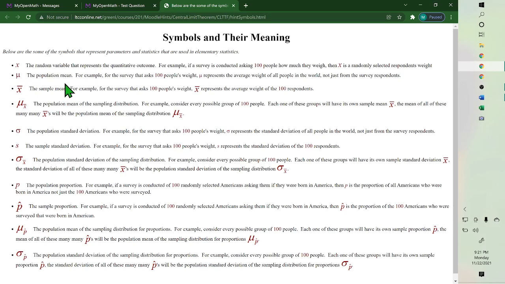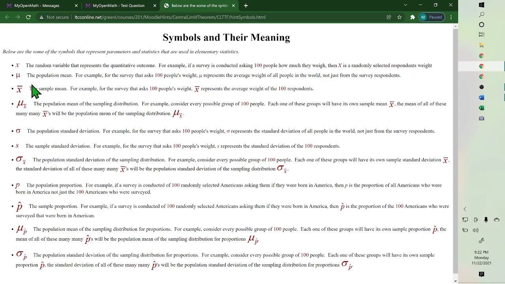Mu is the population mean, the population average. So if you have the entire population, then that would be mu. It's the average weight. So for the 100 people asking their weight, if you ask all the people in the world their weight, that's the mean, because the population is the world. The 100 people is the sample. So the sample mean is the X with the line over it.